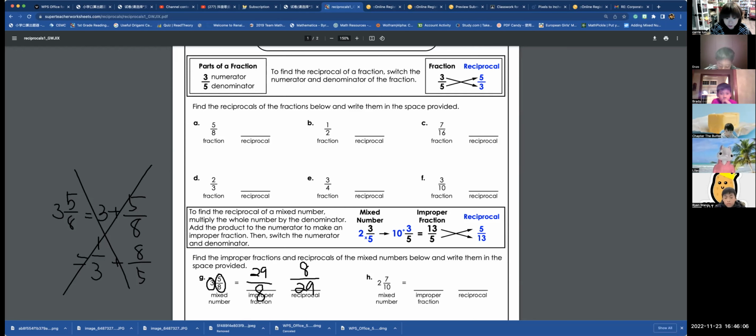Okay, so if you don't know how to make this one, 3 and 5/8 equals 3 times 8 plus 5, over 8. The denominator part will never change. So it's the whole number times the denominator plus the numerator. Okay, so let's take a look at this one, number 8. So all of you, please do it and send me the answer by chat, okay?